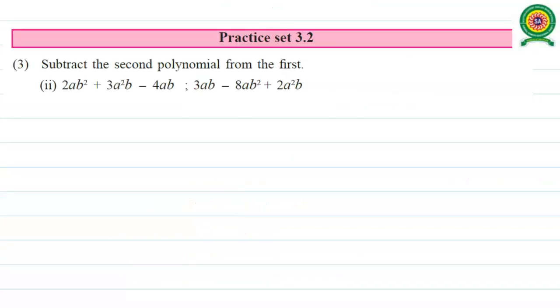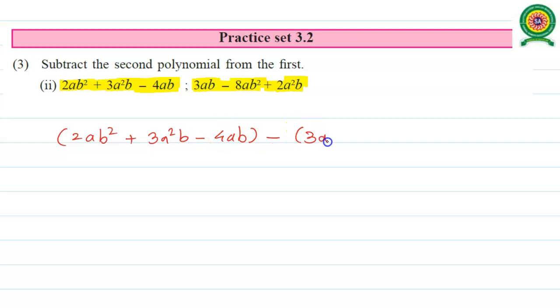Look at the second sub question. We have to subtract the second polynomial from the first. The first polynomial is of the form 2ab square plus 3a square b minus 4ab, and the second polynomial is of the form 3ab minus 8ab square plus 2a square b. So now our minuend becomes 2ab square plus 3a square b minus 4ab, and the subtrahend is of the form 3ab minus 8ab square plus 2a square b.